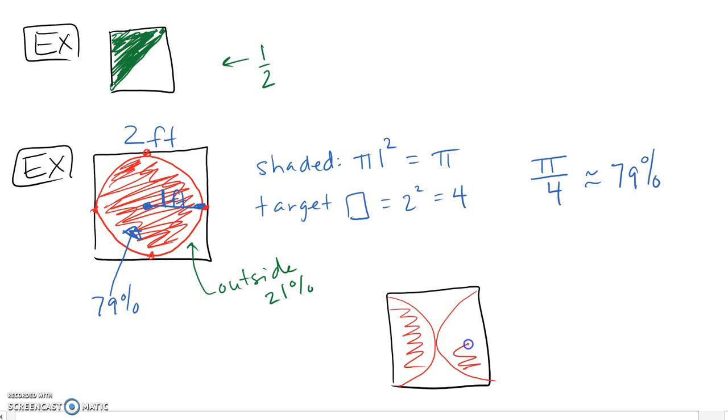And it doesn't matter if they do something weird, realize that this is the same problem. Right? They just took the circle and put it in weird places. Right? They cut it in half. Still the in-the-circle parts are 79% and the out-of-the-circle parts are 21%.